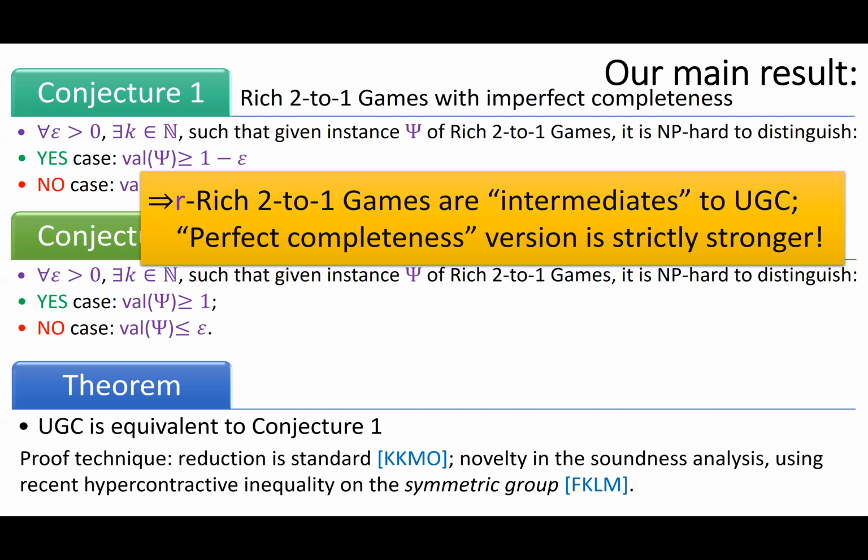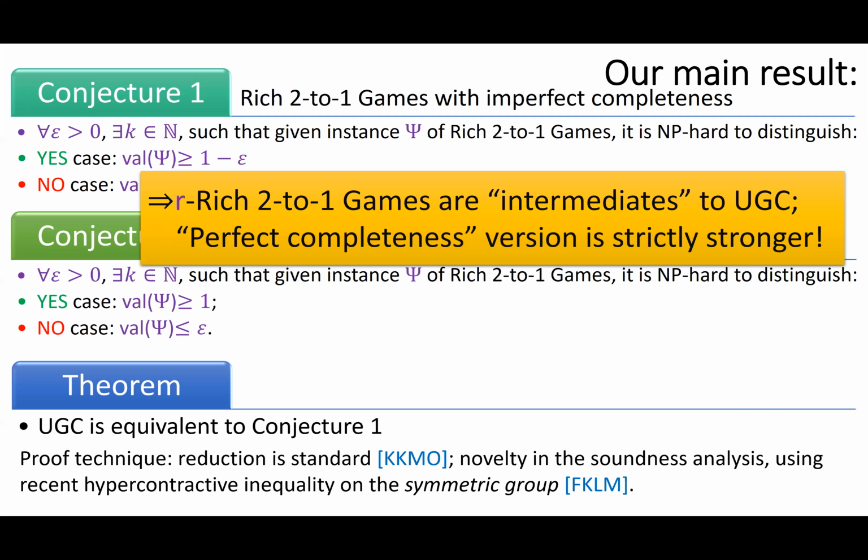So I'm not going to say too many words about the proof. I'm going to show you sort of the main lemma in the next slide. But I do want to say that the point of this theorem is not really the reduction. The reduction is fairly standard. It is the reduction from the paper of Khot, Kindler, Mossel, and O'Donnell. And the real novelty here is in the soundness analysis.